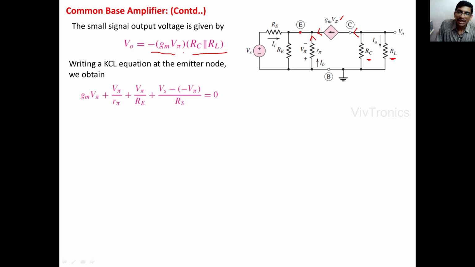Okay, therefore V pi divided by R pi gives you the current flowing in the R pi resistance, and one more incoming current, that is from the ground terminal to the emitter terminal, which is V pi divided by Re. Okay, that is the current flowing in Re resistance, and the current in the Rs resistance is minus of Vs minus V pi divided by Rs. Okay, which will be equal to 0.